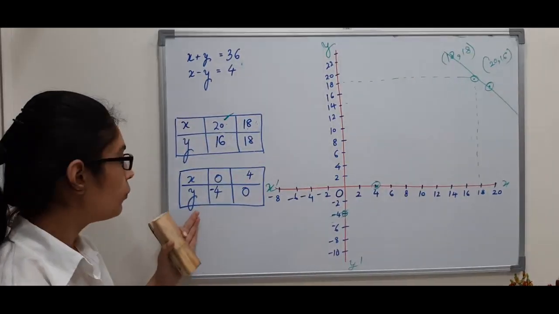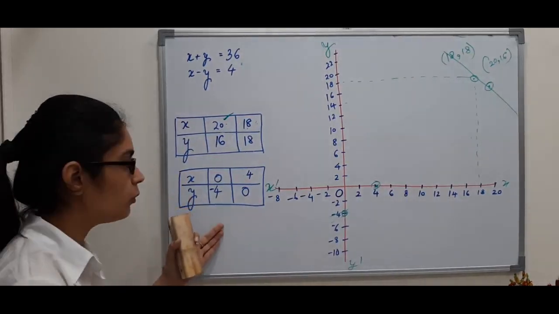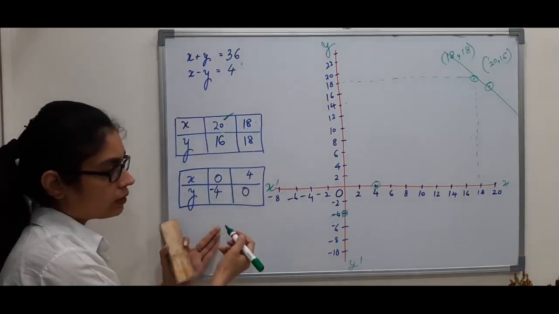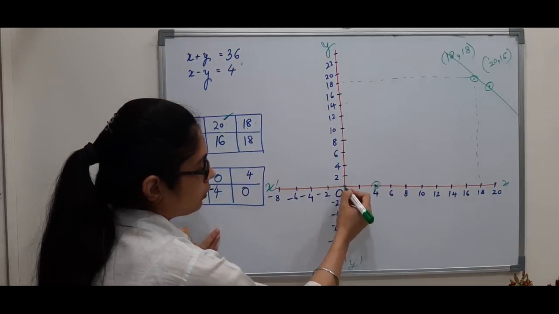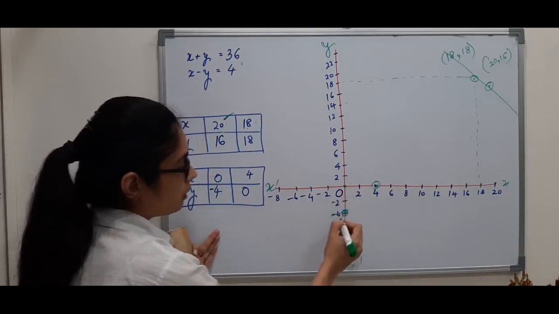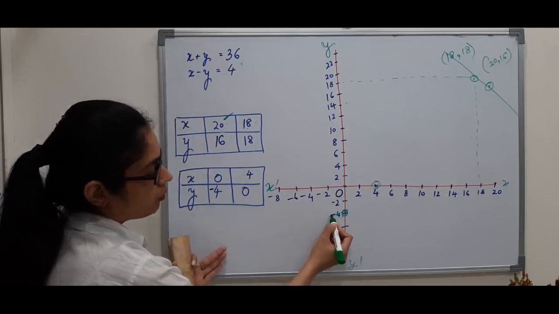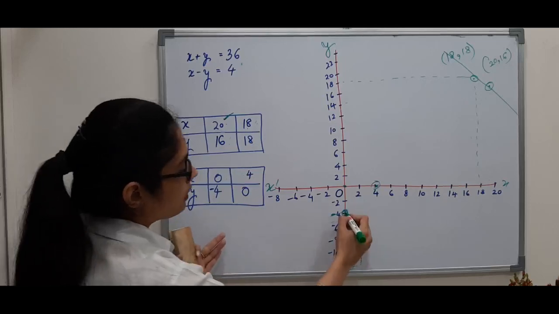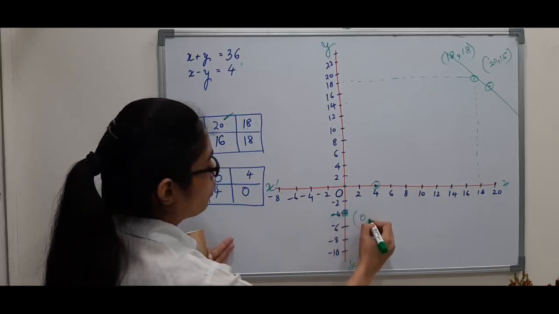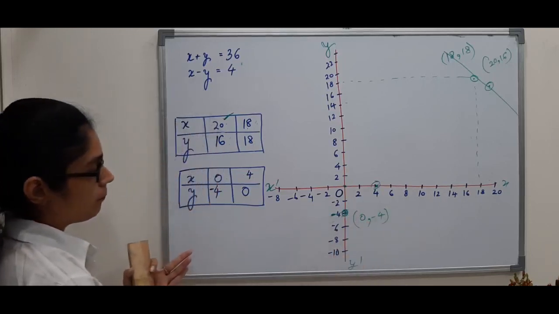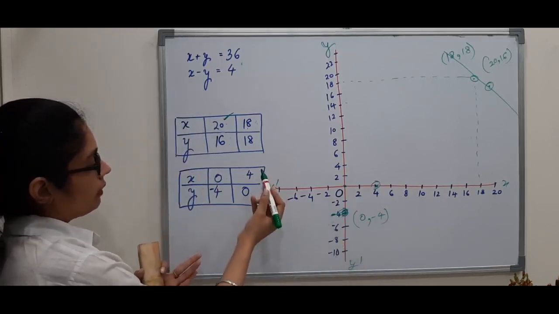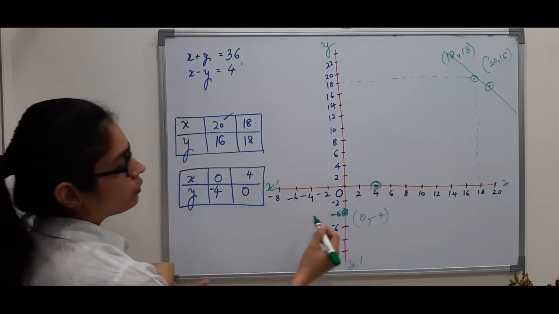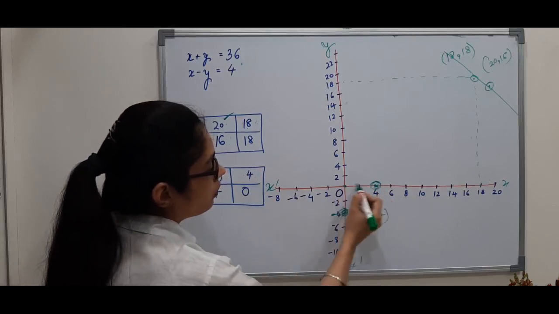Now let's draw the graph for the second equation. For the second equation, my x equals 0 and y equals minus 4. Here x equals 0, y equals minus 4, because y is negative and negative y is in the downward direction. So this is 0 for x and minus 4 for y. We'll mark a point over here. And the next point is x equals 4. Here x equals 4 and y equals 0, so y equals 0 on the same axis.